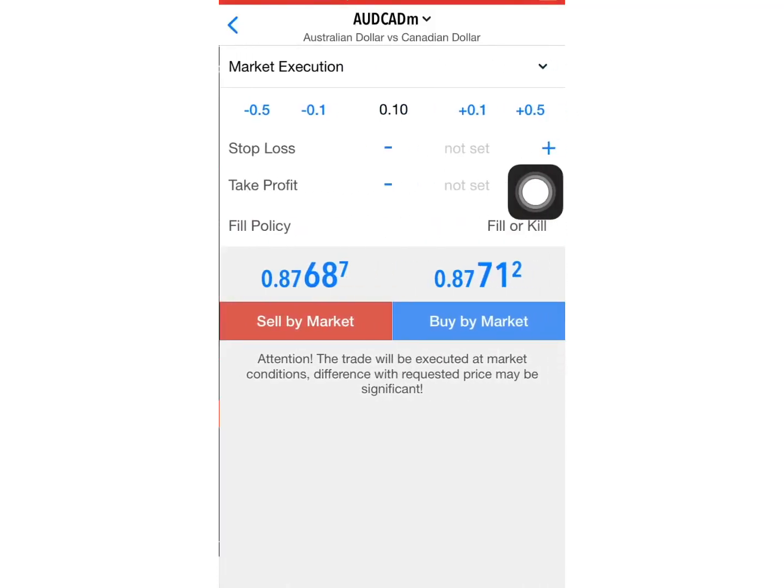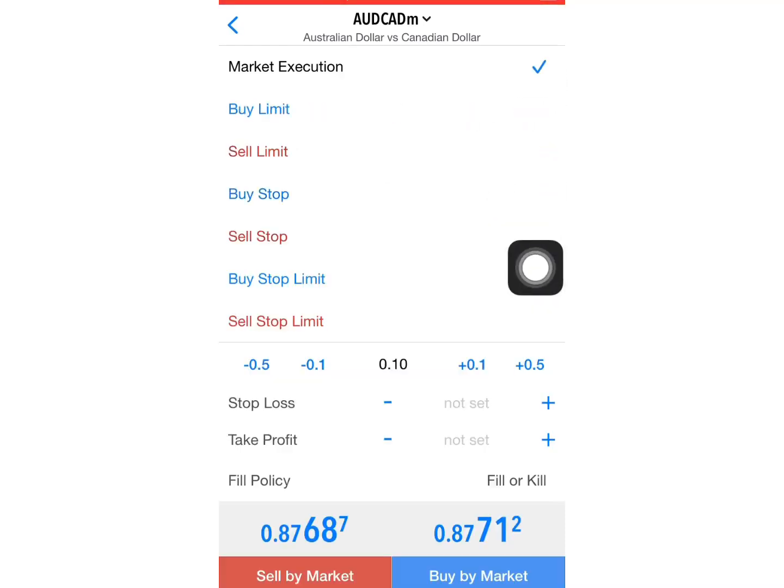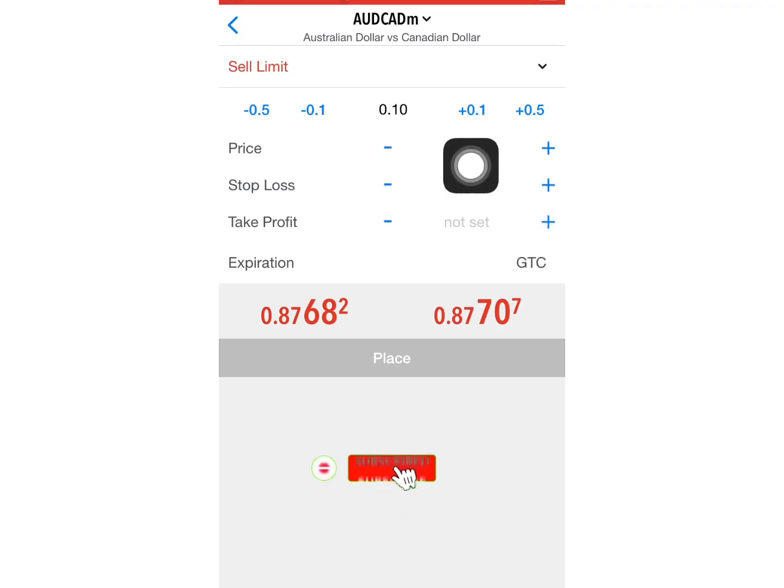If I click this trade, I'm going to see at this point right here what we call market execution. If I click market execution, you're going to see other things like buy limit, sell limit, buy stop, sell stop, buy stop limit, sell stop limit. I'm not going to explain all this right here, but in most cases, if they give you signals to trade, we often use sell limit and buy limit. That's if the person who sent the signal informs you to sell, you press sell limit, then all you're going to see is numbers here.